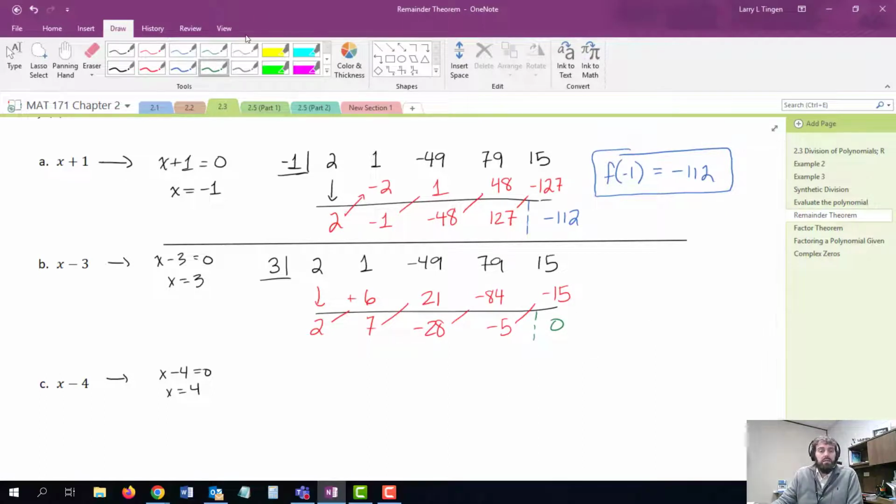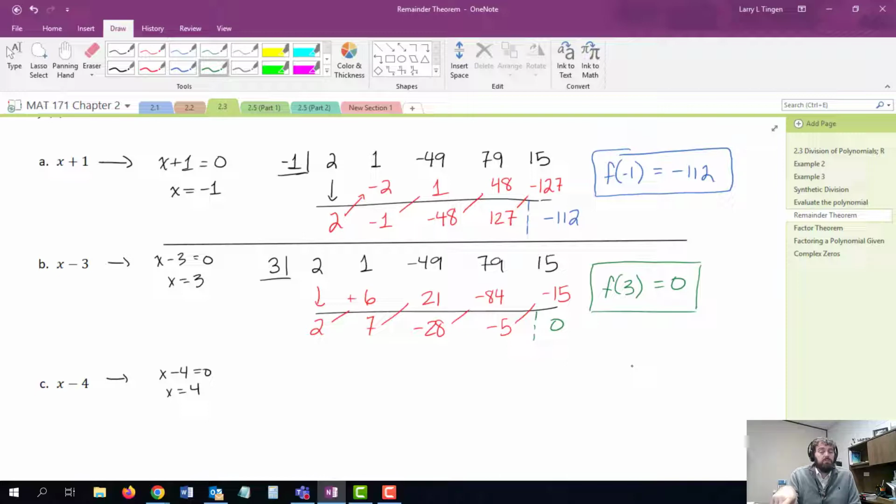So what does that mean? That means if I plug 3 into my function, I get 0 out. Now, that means for our division, that means x minus 3 divides into f of x evenly. If I go to the graph, f at 3 is 0.